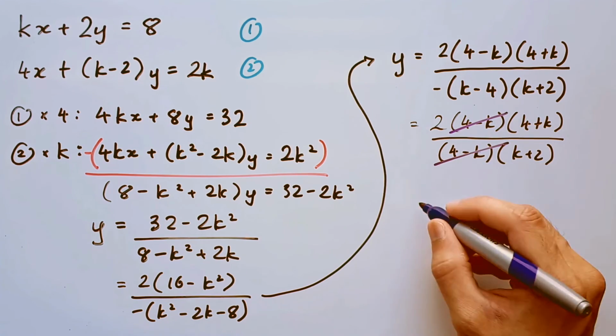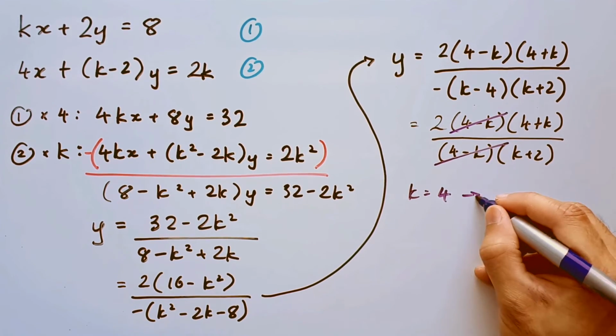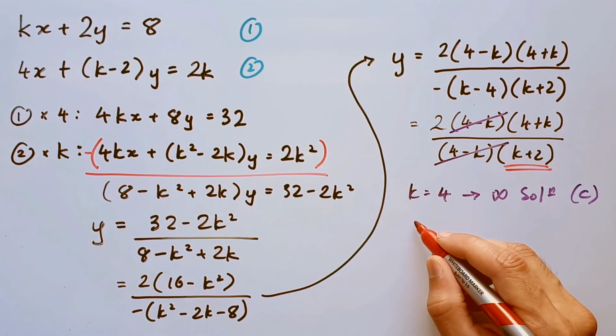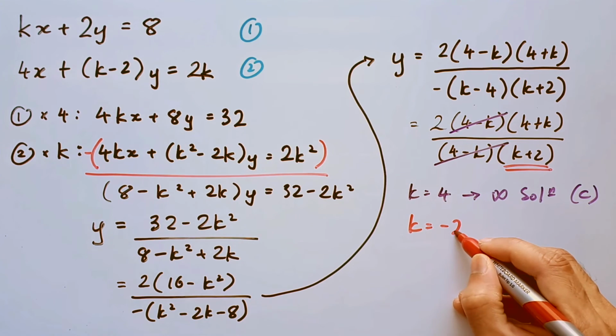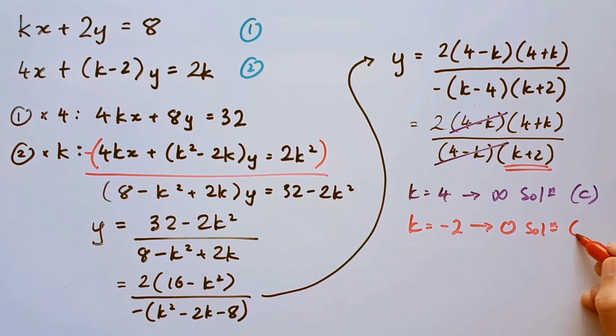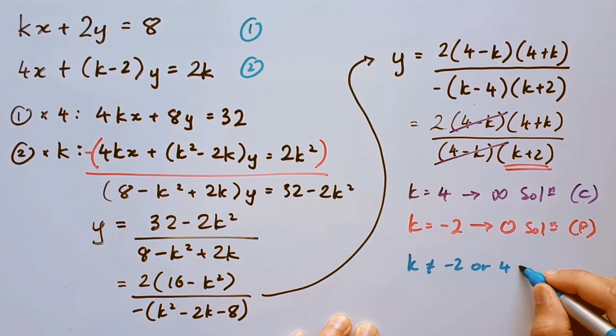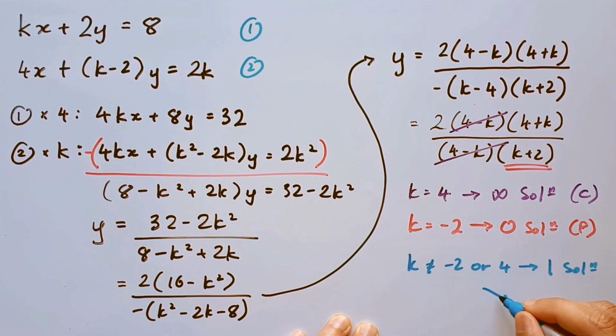Since they can be cancelled, this indicates that when k is 4, we will get the infinite solution case because the lines are coincident. And if you solve k plus 2, the k value will equal negative 2, which will indicate no solutions because the lines are parallel to each other. And this is apparent in the y value because when k is negative 2, you'll be dividing by 0, and so you won't get a y value, which means the y value is undefined. And when k is equal to anything else except negative 2 or 4, we will get one solution because the lines will cross each other.